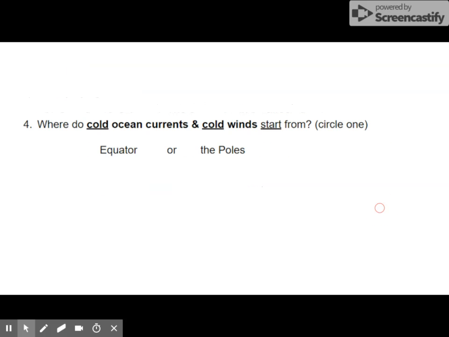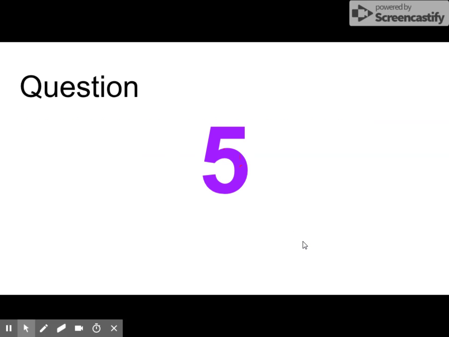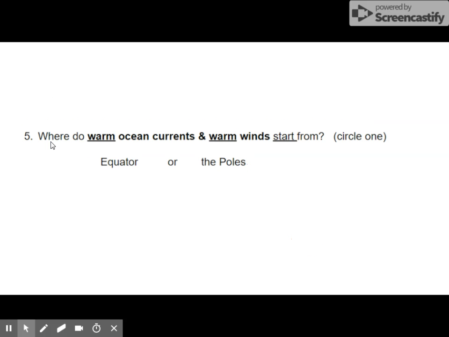Question 4. Where do cold ocean currents and cold winds start from? The equator or the poles? Question 5. Where do warm ocean currents and warm winds start from? Circle 1, the equator or the poles?